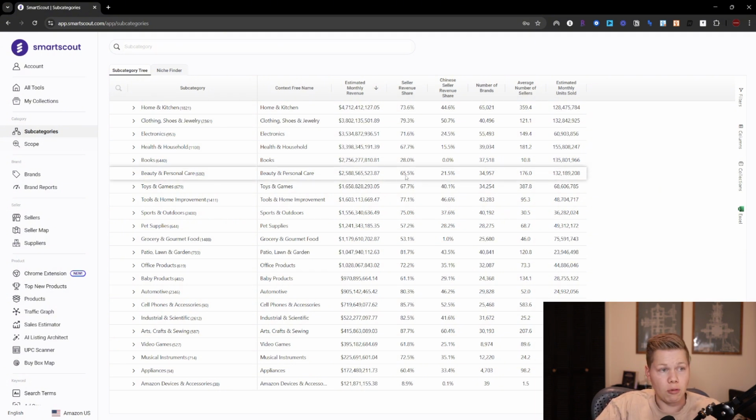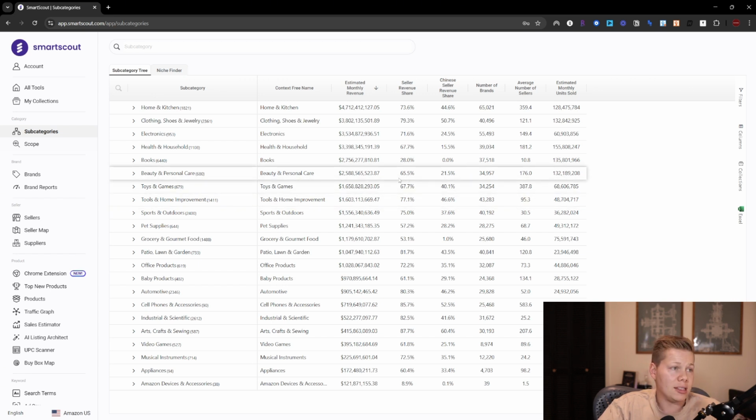Beauty and personal care, relatively high seller revenue share, low Chinese seller revenue, mid-range average number of sellers. I like this. Okay, I like this. So health and household, number 1. I think beauty and personal, probably number 2. Let's look at toys and games. Okay, 67, 40, higher Chinese seller rev share. And then really high, tons of competition, toys and games. So I think toys and games aren't going to make the top 3 here. It's not looking great.